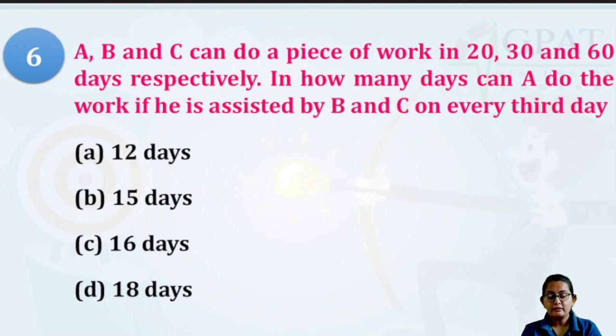Next is again a work and time related question. A, B, C together do a piece of work in 20 days, 30 days and 60 days.